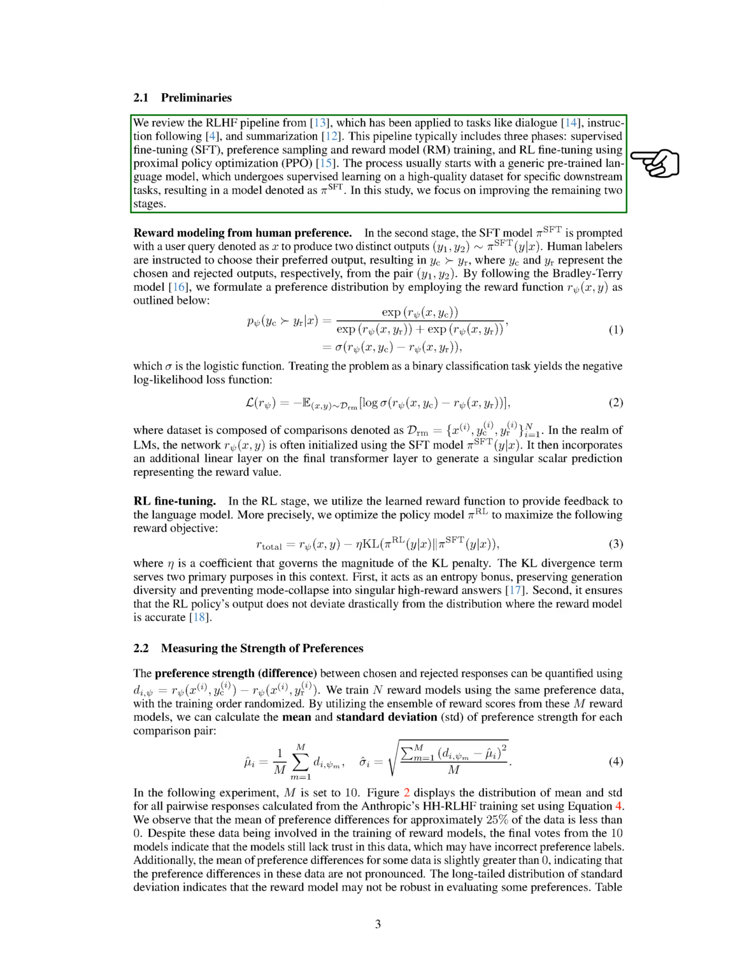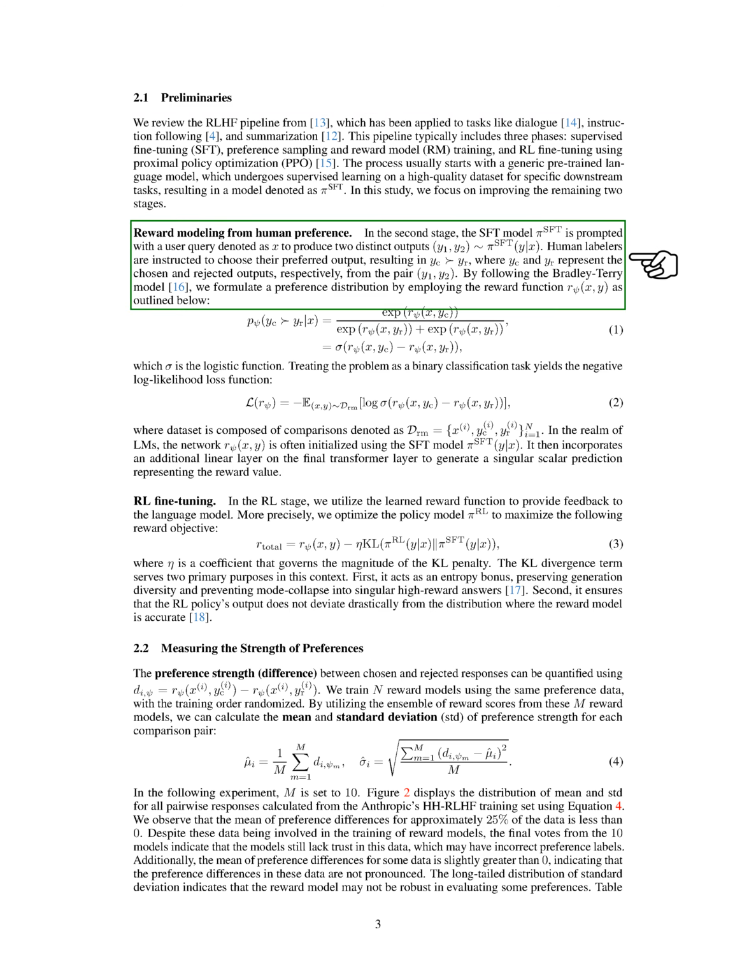We review the RLHF pipeline, which has been applied to tasks like dialogue, instruction following, and summarization. This pipeline typically includes 3 phases: supervised fine-tuning, SFT, preference sampling and reward model training, and RL fine-tuning using proximal policy optimization, PPO. The process usually starts with a generic pre-trained language model, which undergoes supervised learning on a high-quality dataset for specific downstream tasks, resulting in a model denoted as π_SFT. In this study, we focus on improving the remaining 2 stages.